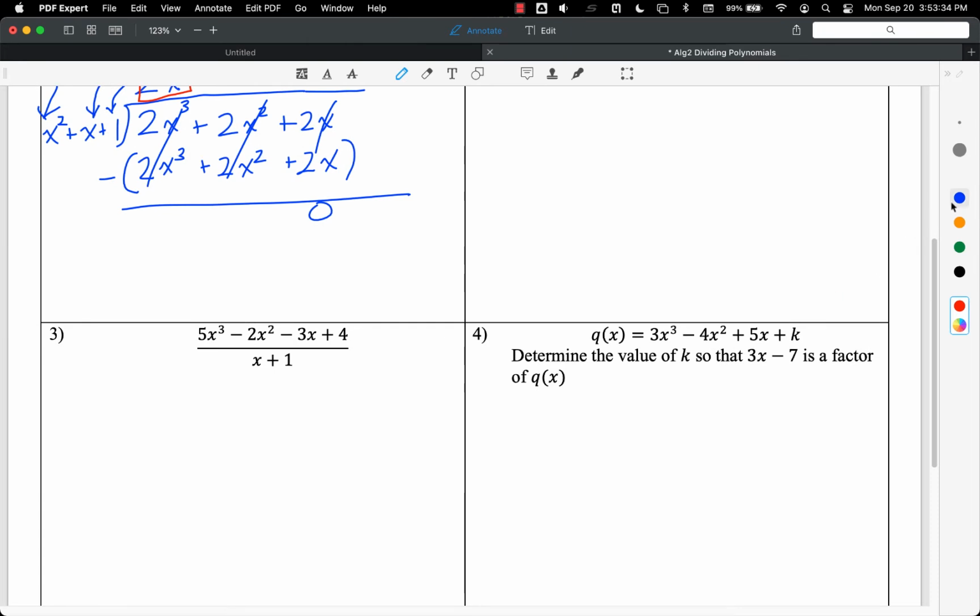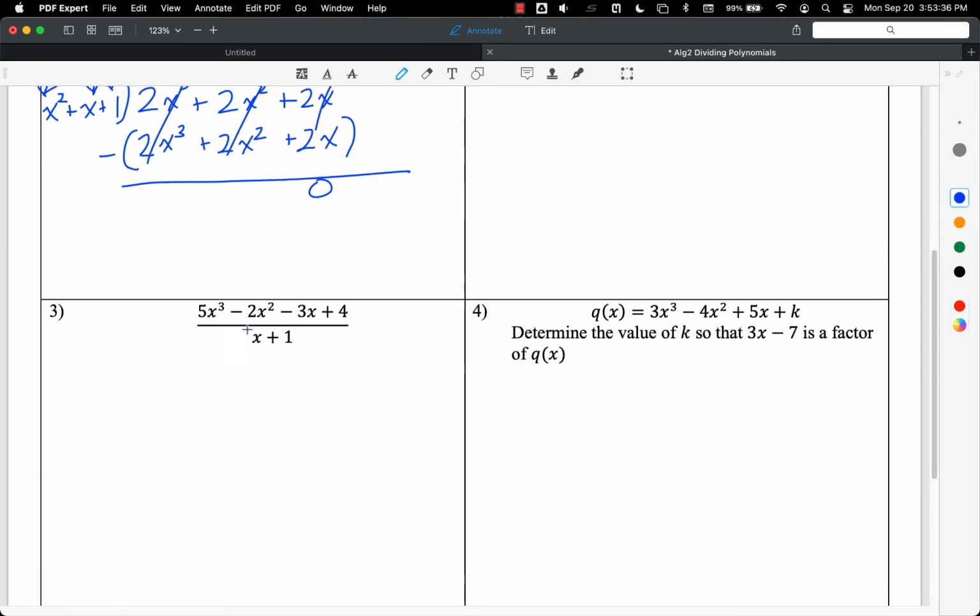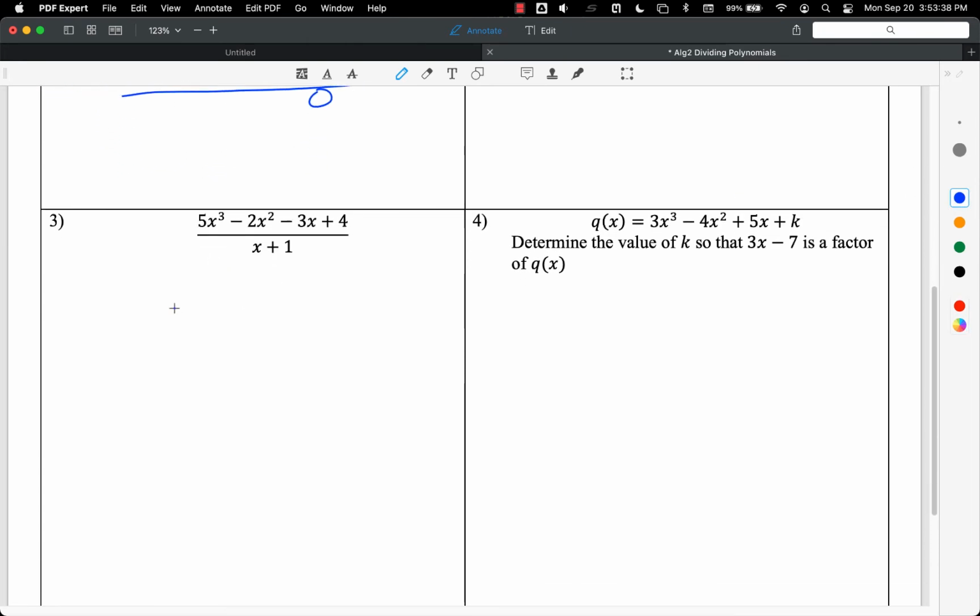Number 3. I'll do long division for this one to show you how this one would work instead of doing the area model. So I'm going to do 5x cubed minus 2x squared minus 3x plus 4. That is going to be divided by x plus 1. All right, so again, goal, get rid of this term. To get rid of that term, when I have an x, I need to multiply by 5 and then an x squared. So I'm going to put a 5.